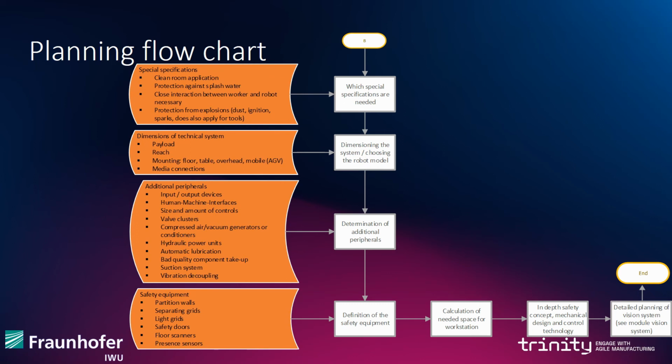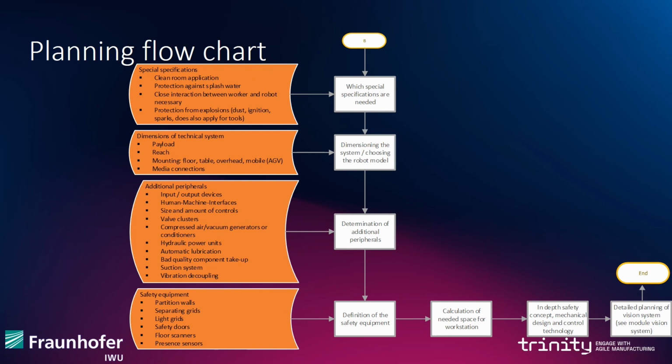Next up is the dimension of the system or the selection of a specific robot model. This highly depends on the necessary payload, the required reach, the mounting position of the robot, and available media connections. This leads to the determination of additional required peripherals. The list of possible peripherals is long and highly depends on your applications. Possible peripherals are, for instance, input-output devices, human-machine interfaces, hydraulic power units, compressed air generators, or valve clusters.